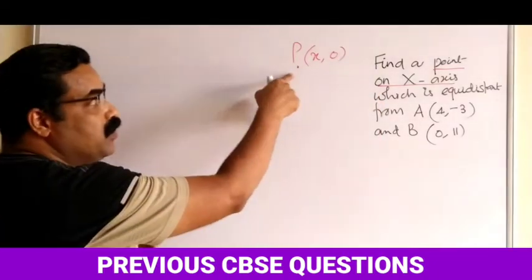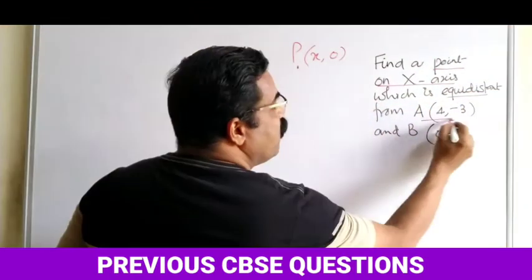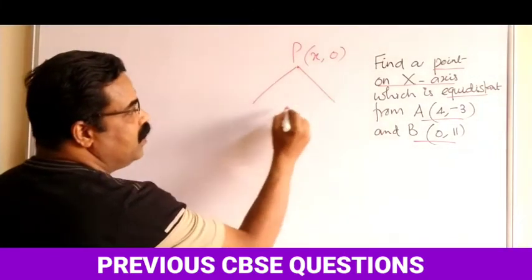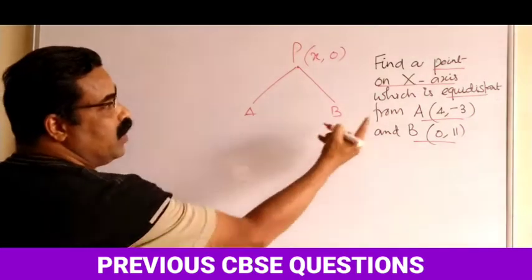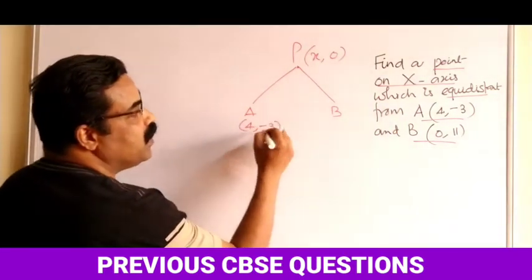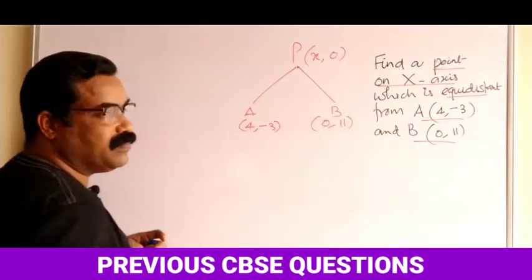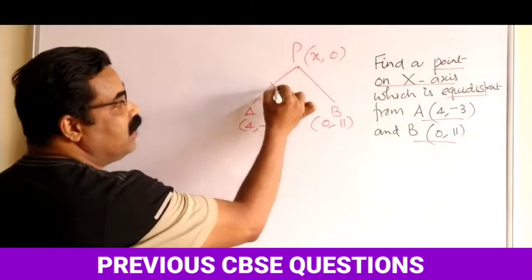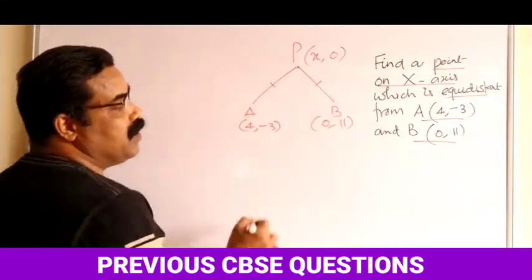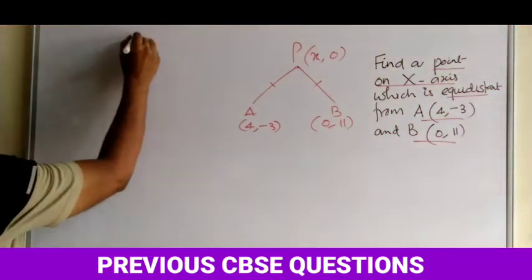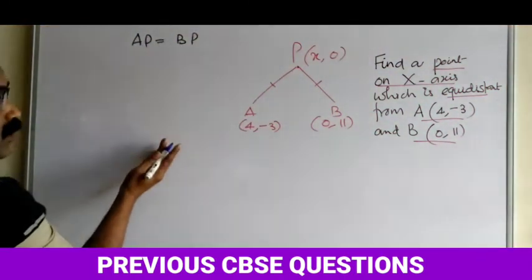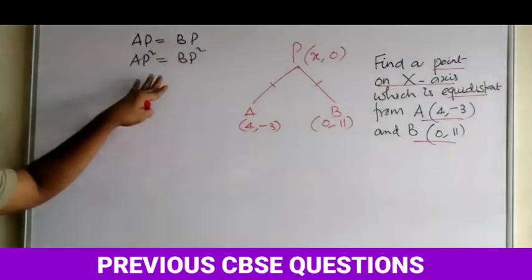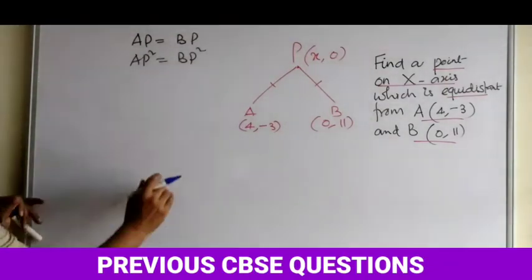Now this point is equidistant from these 2 points. Equidistant means they are at equal distance. So A is given to you as (4, -3) and B is given to you as (0, 11). If they are at equal distance, then using the distance formula we can say the length AP will be equal to length BP. So I can write AP = BP. That means AP square will be equal to BP square. Let us apply the distance formula here. So what is AP square?